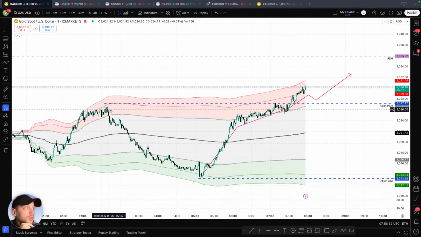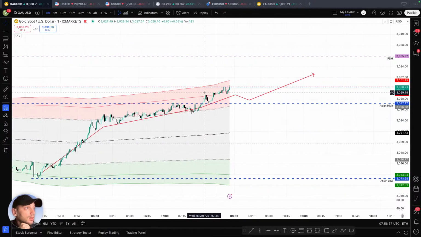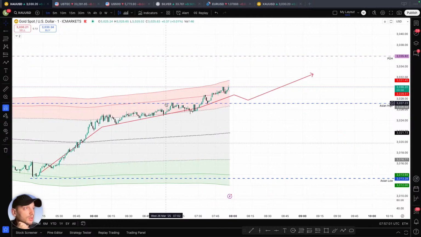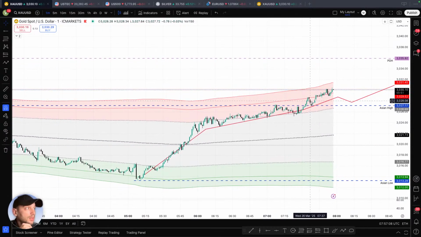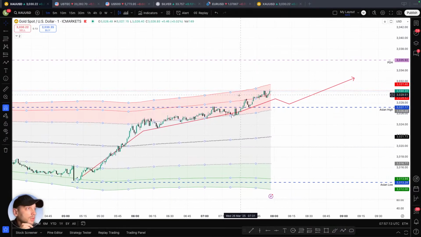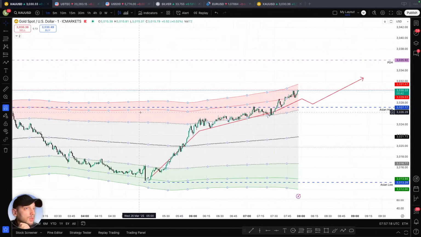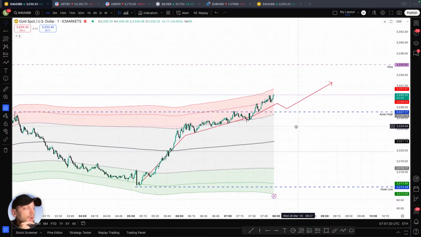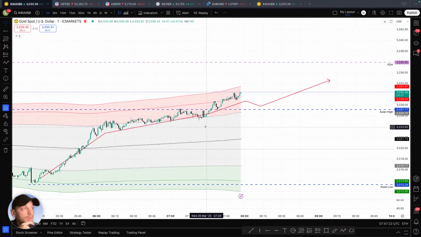So we saw that Asian high was taken. This area was retested of the Asian high, right? Here we bounce back. It acts like a resistance, but here we break, right? And then it came back and retested this area and went straight up. So we can look at this Asian high as a new area of support now. It was resistance, now it's support.